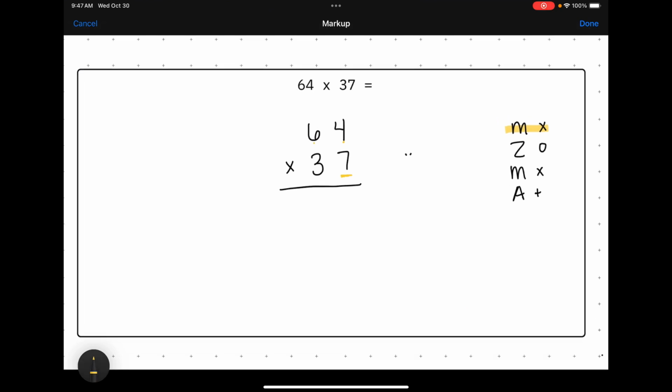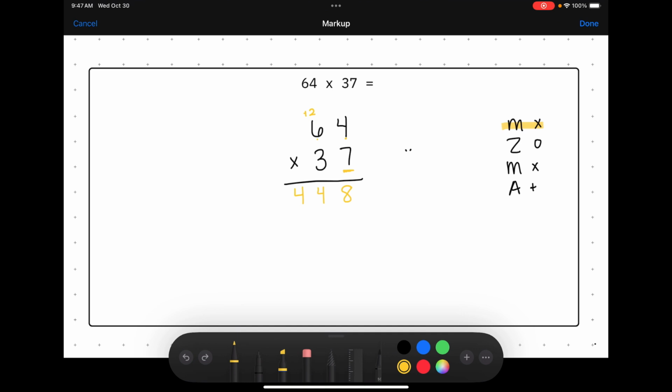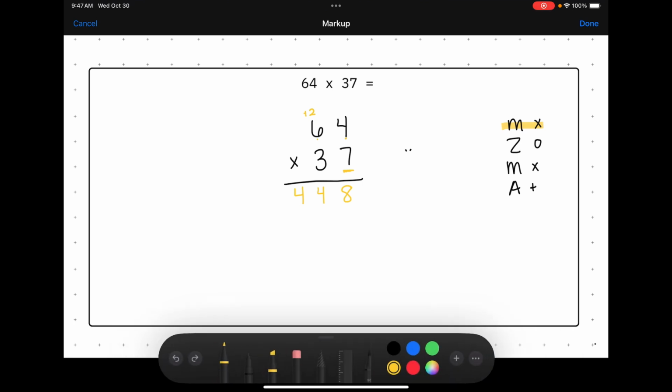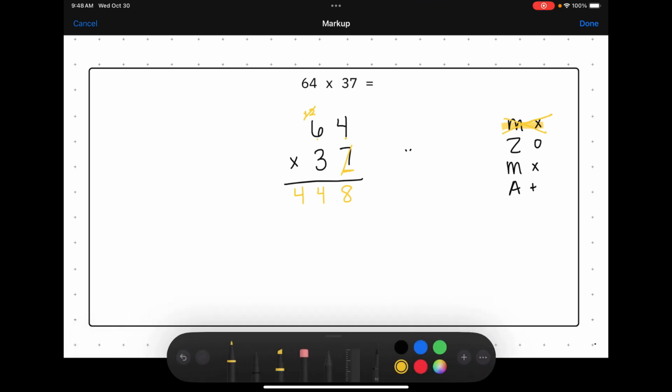7 times 4 is 28, so my 8 drops down and I carry my 2. 7 times 6 is 42, plus 2 is 44. I drop this one down because I have no more digits to carry that 4 to. So that one gets to just be dropped down. I have officially multiplied the 7 by all of the top numbers, so I'm done with that 7 and that little 2, and I'm done with the first M step.